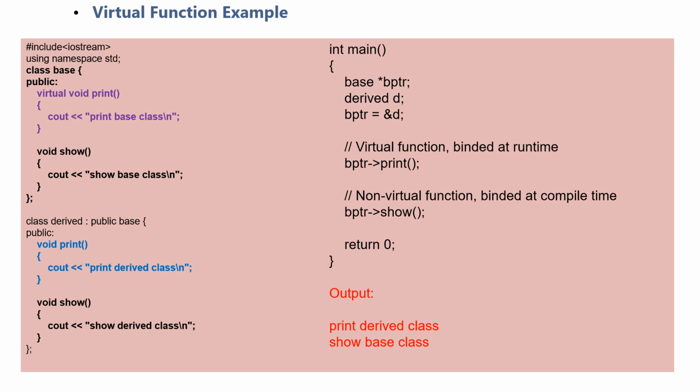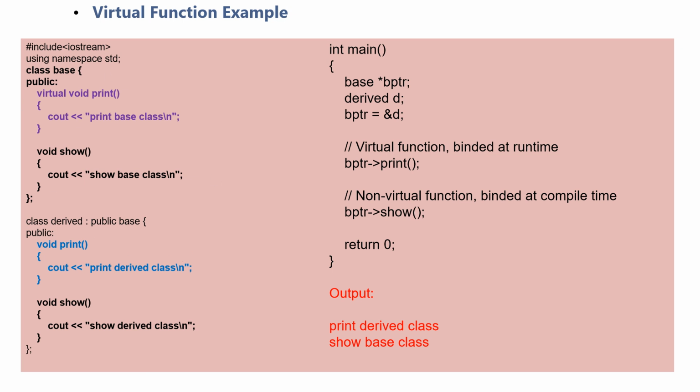Since the print function is declared as virtual in the base class and overridden in the derived class, this is the print function we have written inside the base class, overridden in the derived class. So this is determined at runtime, which is why it's called late binding.